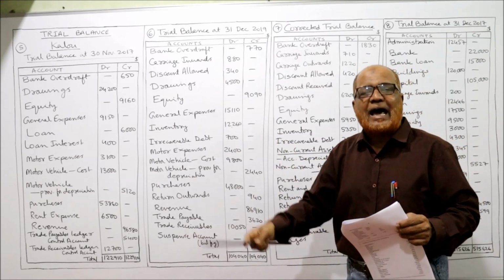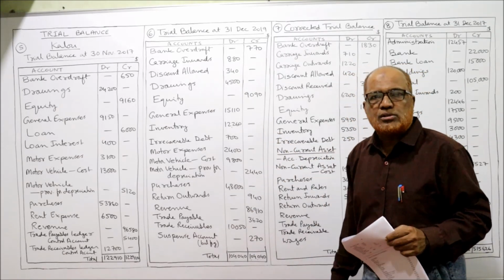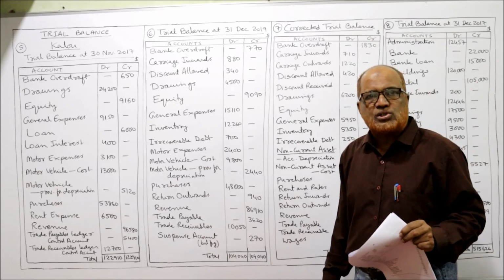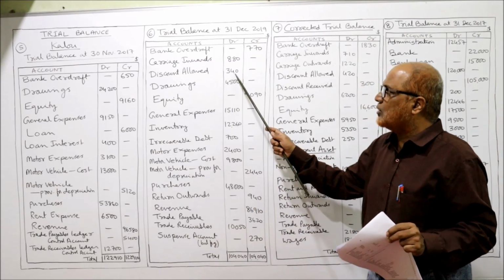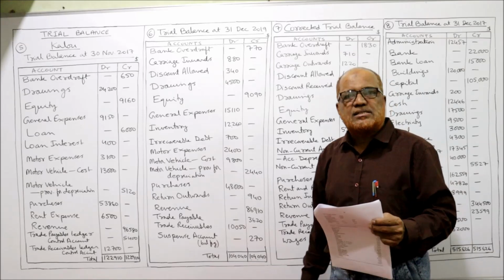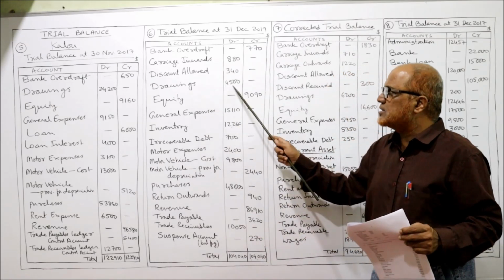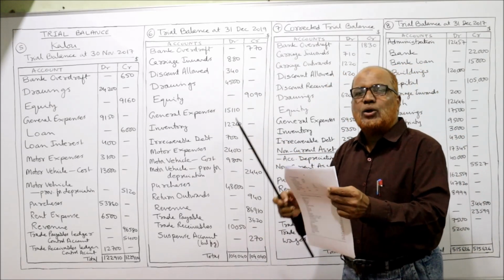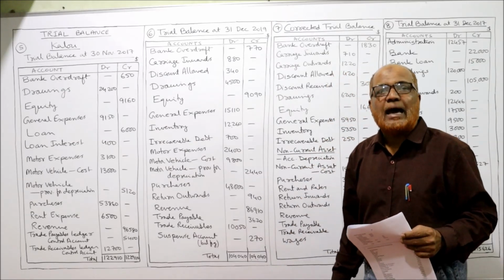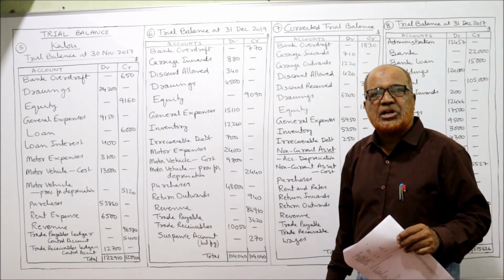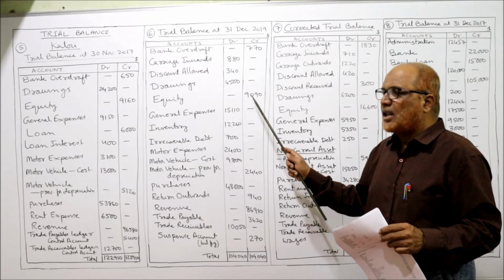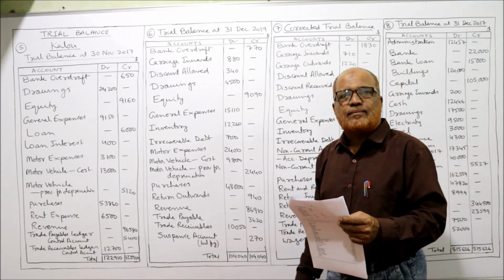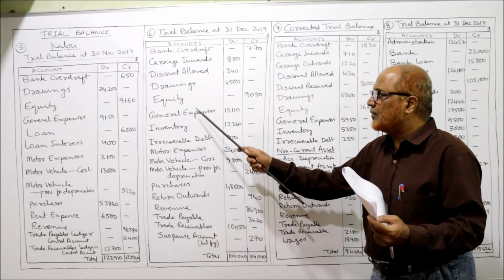Next, discount allowed, it's a loss. Discount allowed is a loss. It will show debit balance. Discount allowed, 340. Drawings, it's a debit balance. So drawings, 4,500 debit. Equity, it's the capital. Always will show credit balance. So equity 9,090. General expenses, it is the expenses, so debit balance.